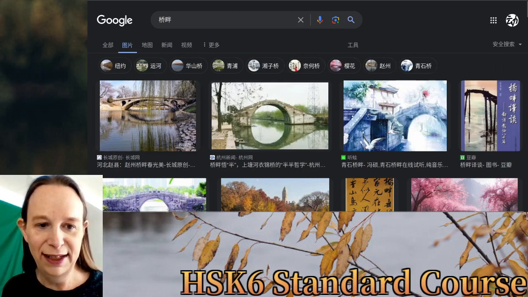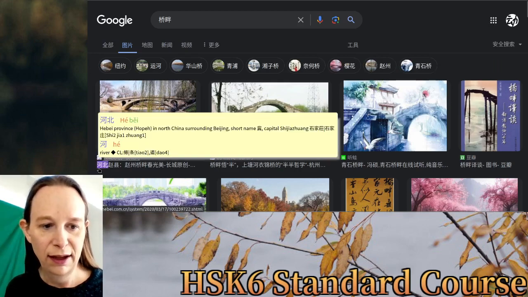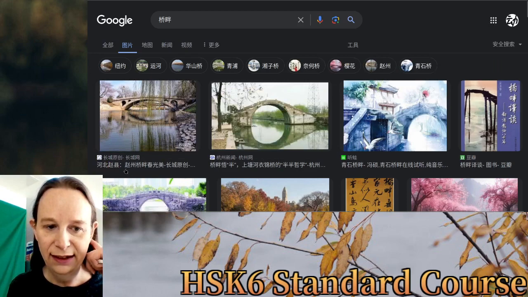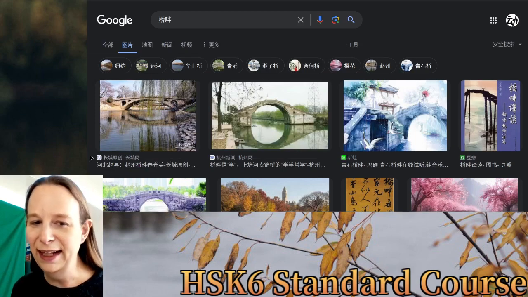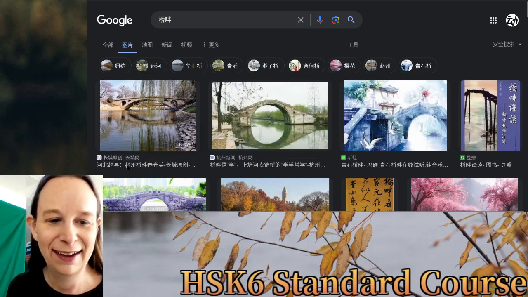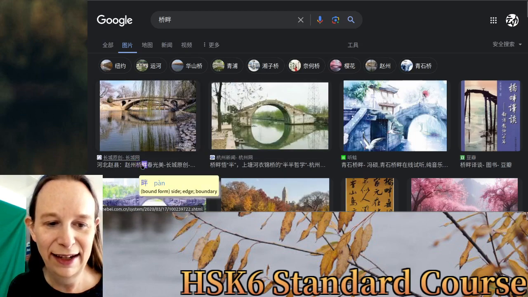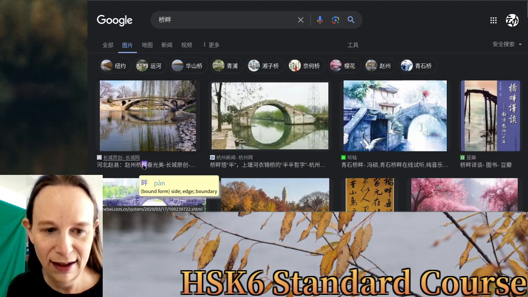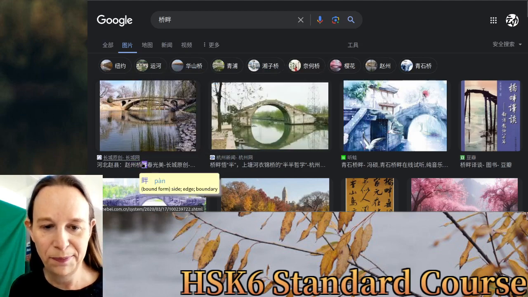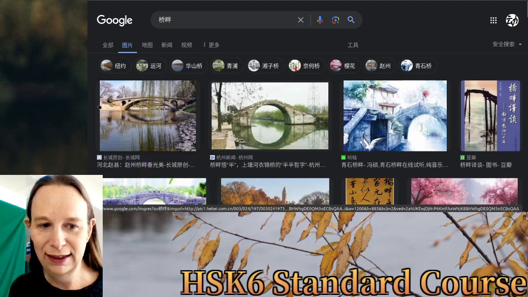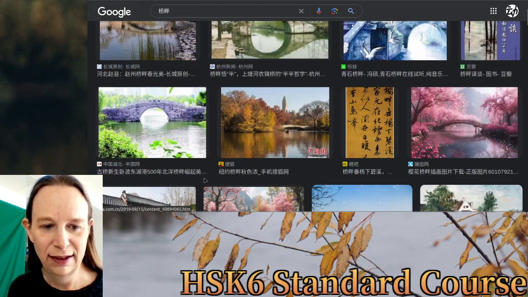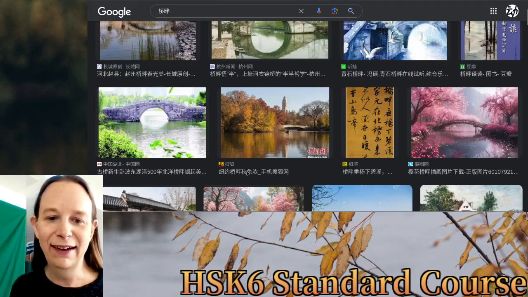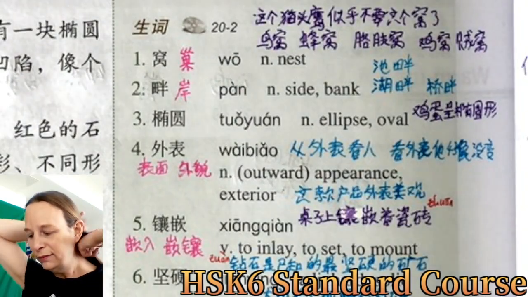Why do I feel like I've seen this bridge before? Hebei Zhao Xian. Zhaozhou Qiao. I feel like I've seen that bridge somewhere before. Okay, qiao pan. Side of the bridge? I don't know. Yeah, all right, I give up.